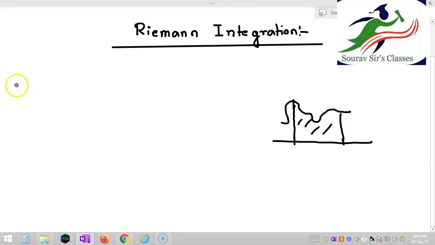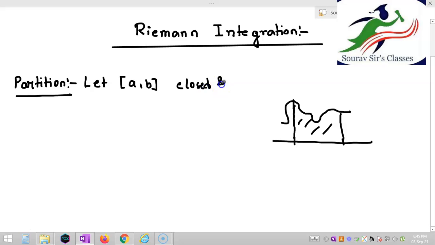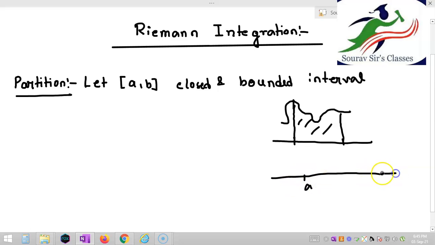Before starting this chapter, we need some definitions. The first definition is partition. Let [a, b] be a closed and bounded interval. This is a closed and bounded interval. Let this be our number line, and this is our a and this is our b.